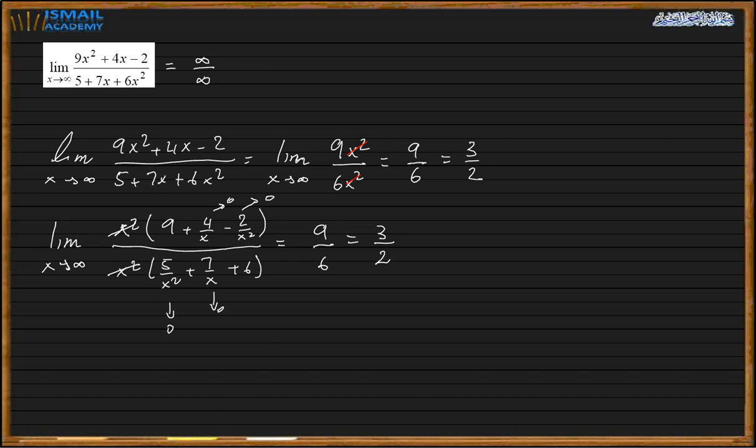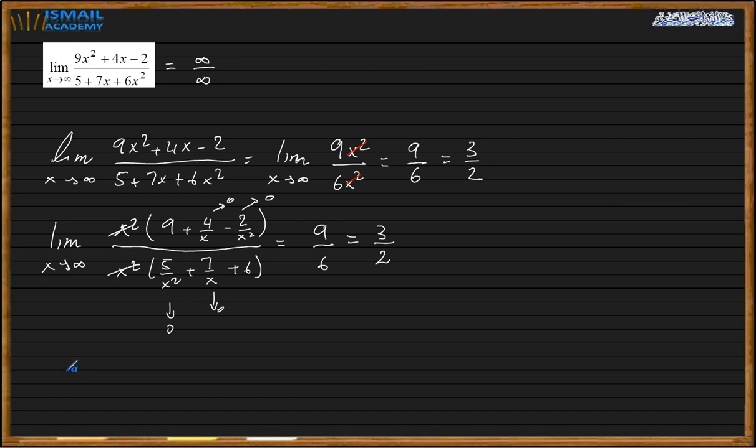So that's the idea. For L'Hopital's rule, you have to do the derivative twice because you will end up having infinity over infinity again. After you do the first derivative, you're going to end up having infinity over infinity. Then you have to do a second derivative to get the answer.